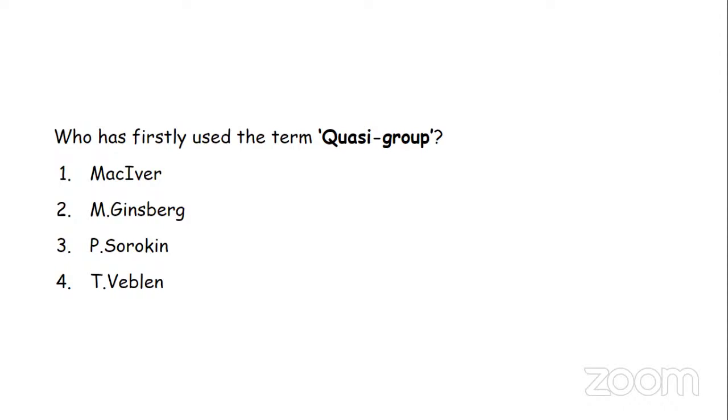Okay, let's check the answer. So the right answer is Ginsberg. He used the term quasi group for the first time. With this kind of question, there are no tricks or shortcuts to remember the answers. The only way is you have to remember all these names and who used these terms for the first time. There is no other way. You should study this and remember it by yourself. There are no tricks or abbreviations or anything like that.